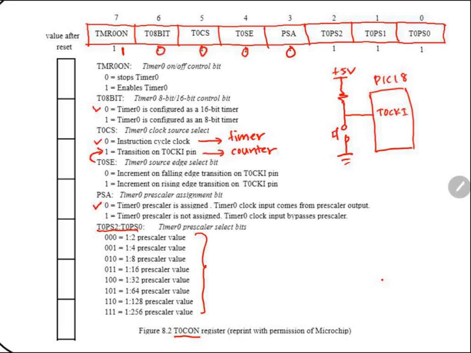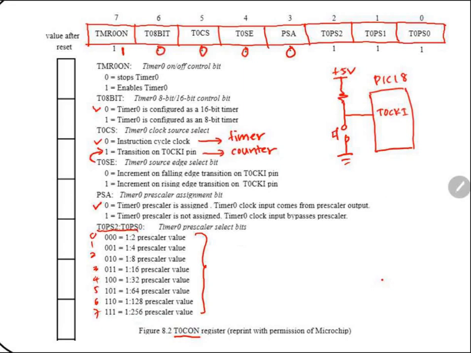So take note that with 3 bits, 1, 2, 3 bits, how many possible combinations can you have? 8. So you have 8 prescaler values. So you write down 0, 1, 2, 3, 4, 5, 6, 7. Write down 0 0 0, 0 0 1, 0 1 0, and then write the values 2, 4, 8, 16, double of each, until you get 256.